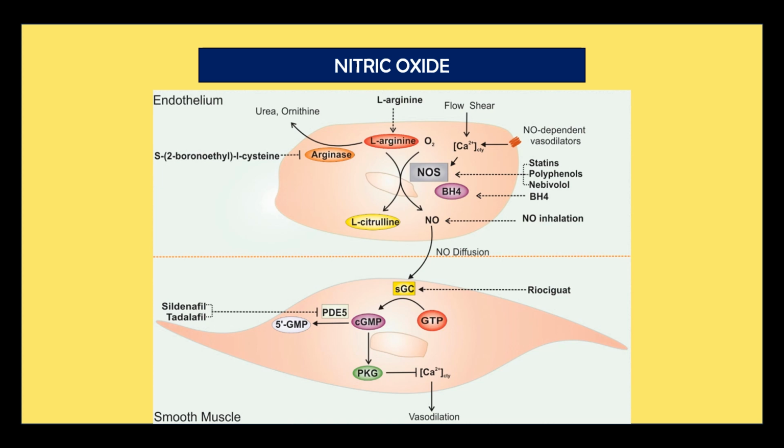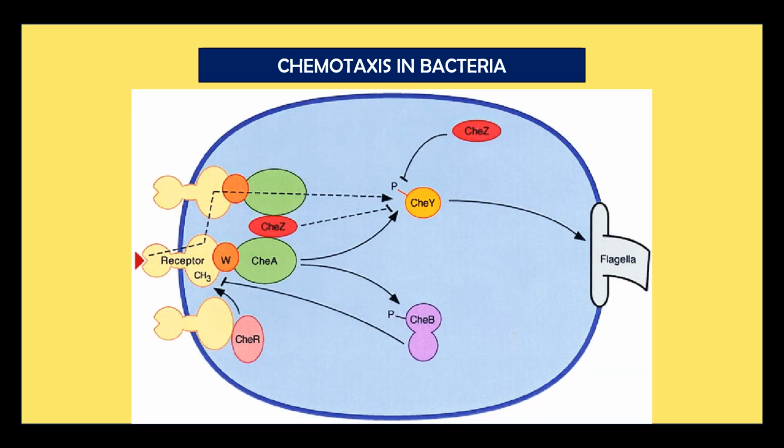Many types of nerve cells directly produce nitric oxide to signal to their neighbors. For example, nitric oxide released by autonomic nerves causes the local blood vessel dilation that is responsible for penile erection. And nitric oxide is also produced by activated macrophages and neutrophils to help them kill invading microorganisms. Now, this is the diagram showing chemotaxis in bacteria.